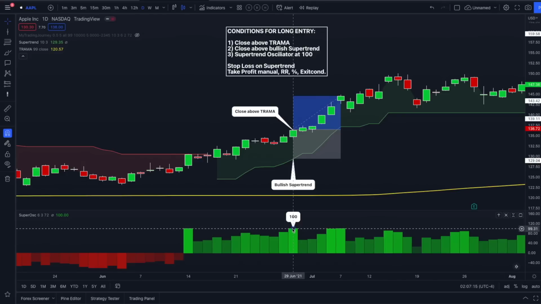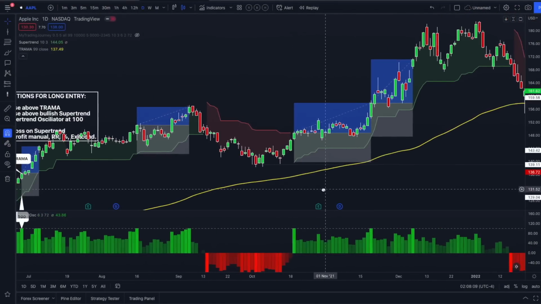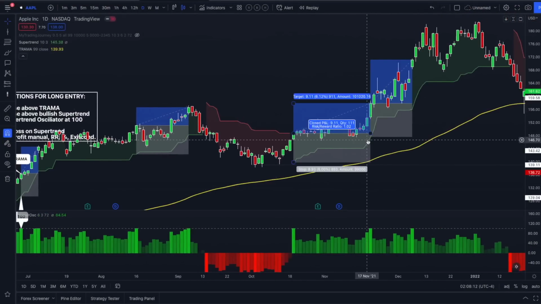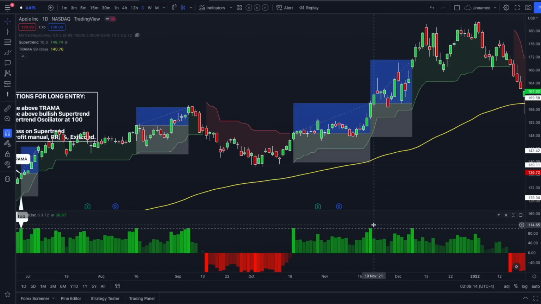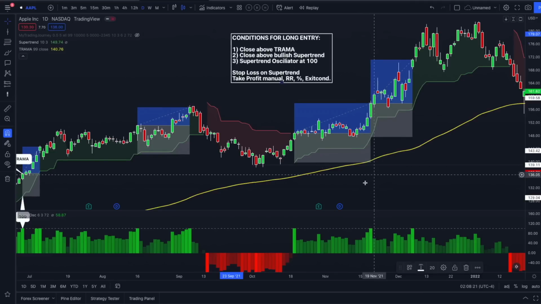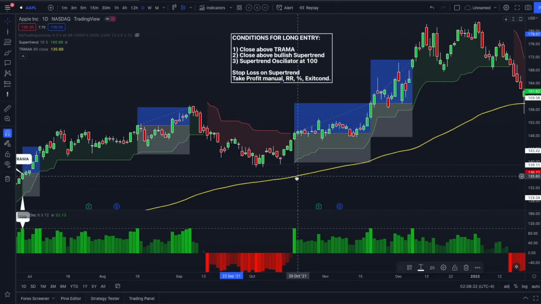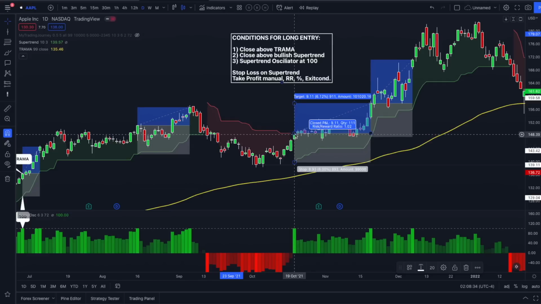So every time it's closing here again on the super oscillator at the value of 100, here we would have our perfect entry at the beginning of a trend. That's the main reason why I wouldn't use his exit condition to take profit. So for example, right here, we had our first candle with the value of 100 on the super oscillator. We had a bullish super trend, and we closed above the trauma line. And right here, we would have placed our entry.